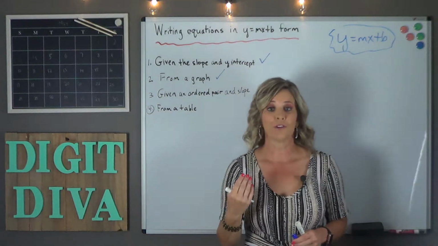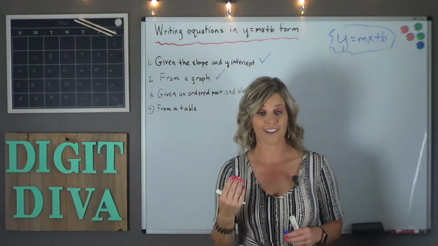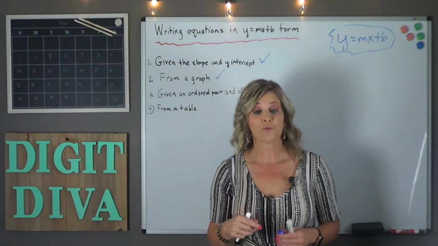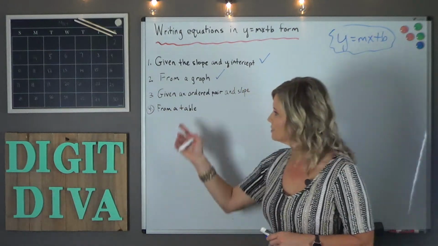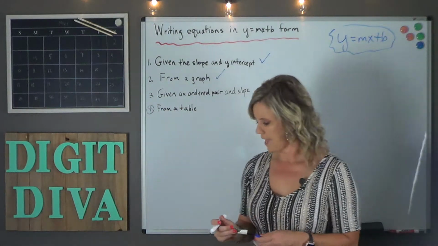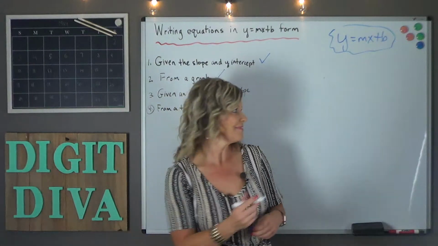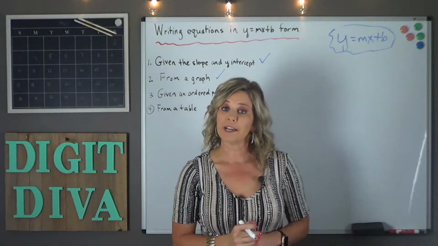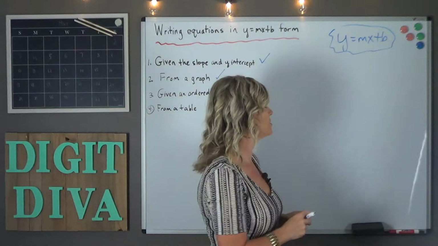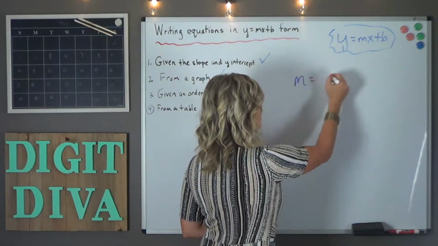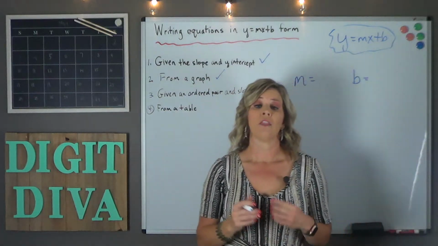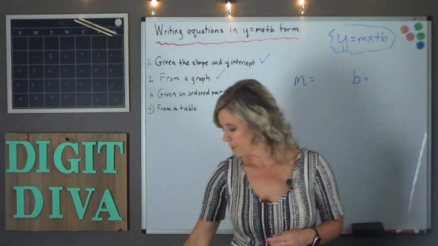So far we have learned how to write an equation when you're given the slope and the y-intercept, and how to write an equation when you're just given the line. So let's move on down to given an ordered pair and the slope. So this one will take us a little bit of time. Remember, y equals mx plus b, that's our format, okay? That's how we want to get it written into that equation. So if you're given an ordered pair and the slope, what are we going to do then?